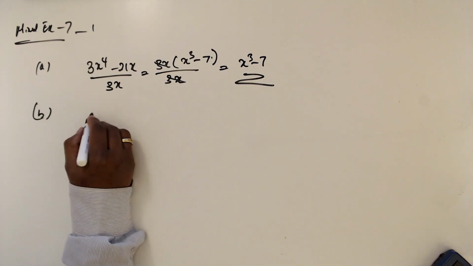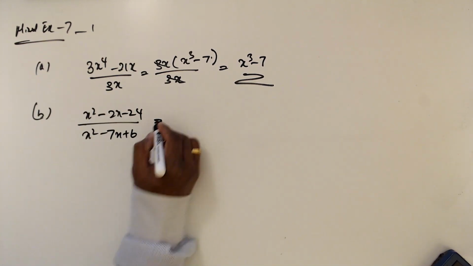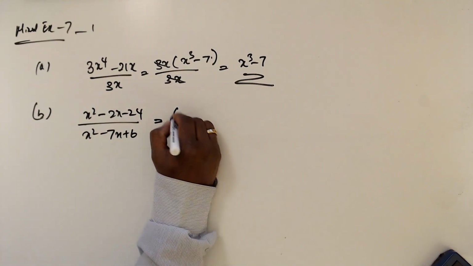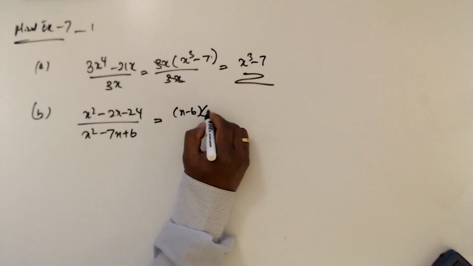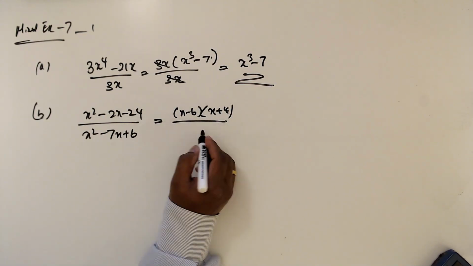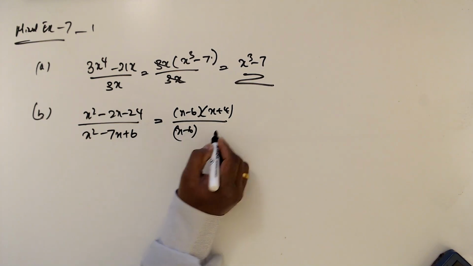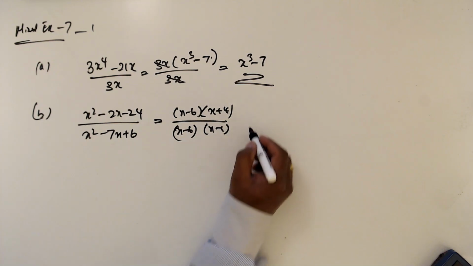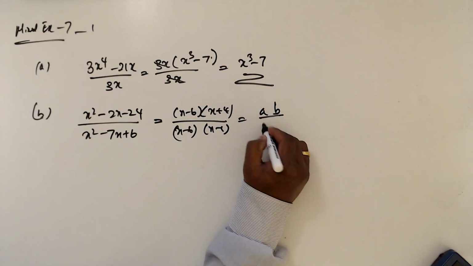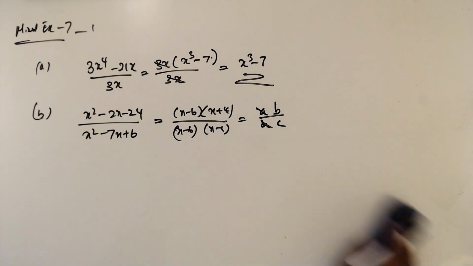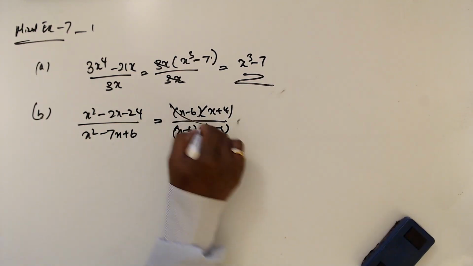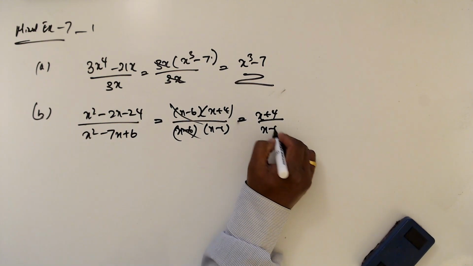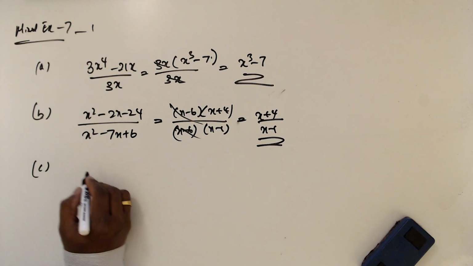Part B. This is a quadratic expression. The first step is to factorize. Yeah, so we can factorize this one, and this is going to be x minus 6, x minus 1. This looks like a, b over a, c: the a's cancel out, and b and c remain. So x minus cancels out, leaving x plus 4 over x minus 1.